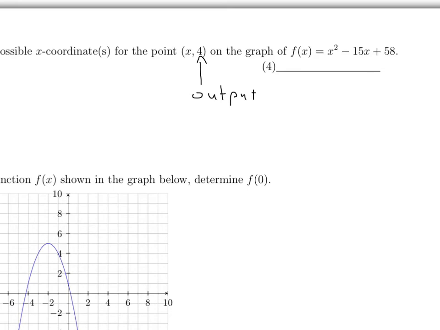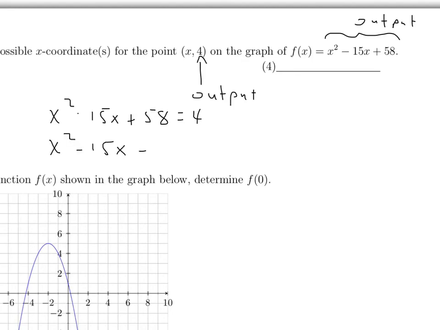So this formula is outputs, right? The input is what you put in for x. The output is what this expression gives you, right? The x coordinate is the input. The y coordinate is the output. It comes from that expression. So if you want to know when the output is 4, that means you want to know when the thing that comes out of the function is equal to 4. And you can see that there should be possibly 2 values of x that will make this happen, but we have to solve the equation to find out what they are.